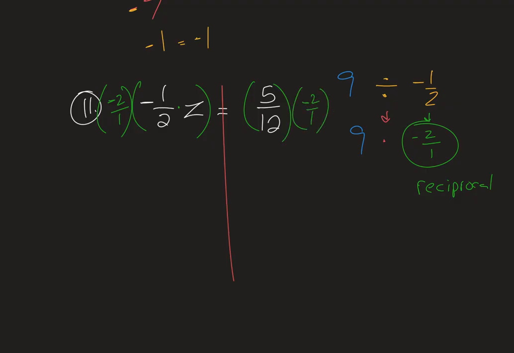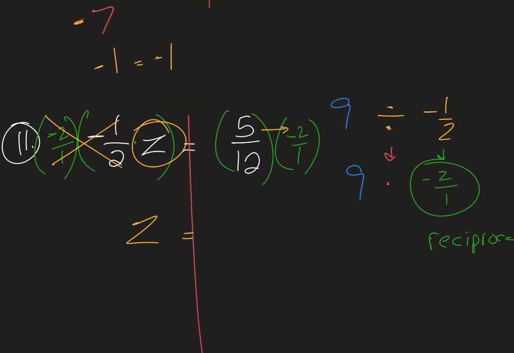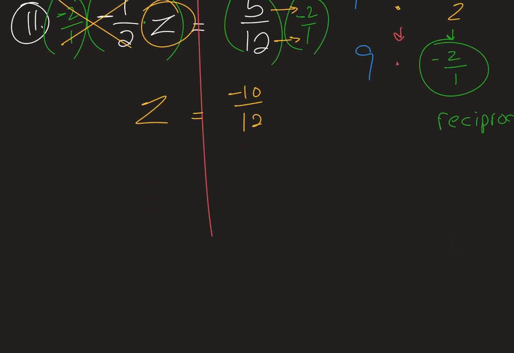And now we have done that. So the -2 and the -1/2 cancel, leaving us with z equals, and we get to multiply these straight across. 5 times -2 is -10. 12 times 1 is 12. And we can reduce that, and we get z equals, we can divide that by 2. So when I say reduce, simplify, reduce, same thing.